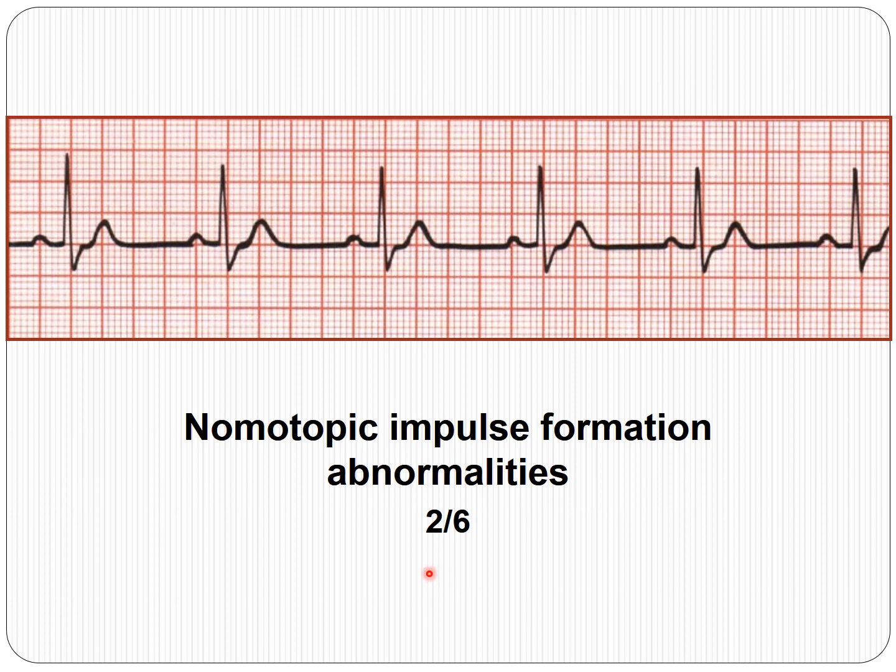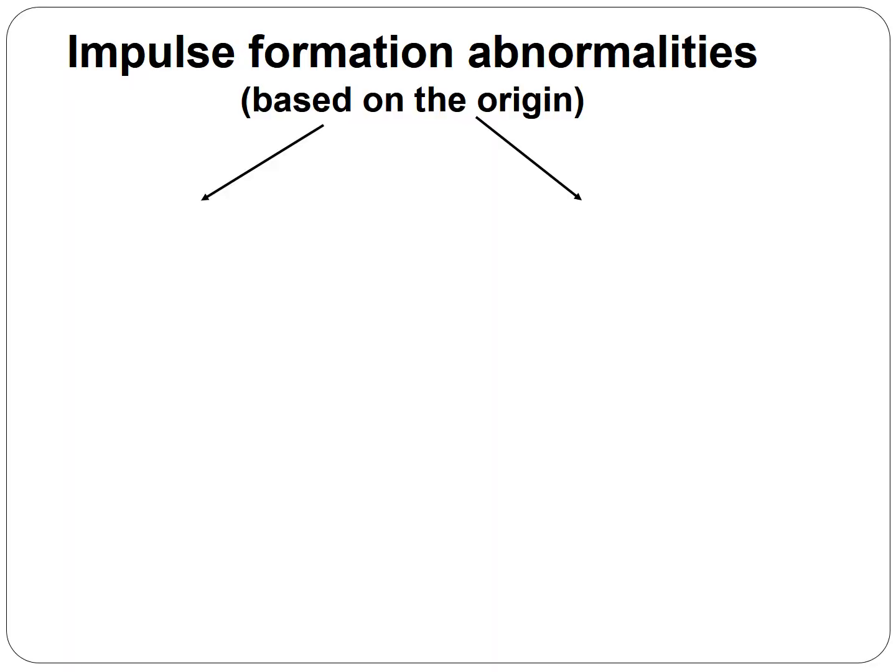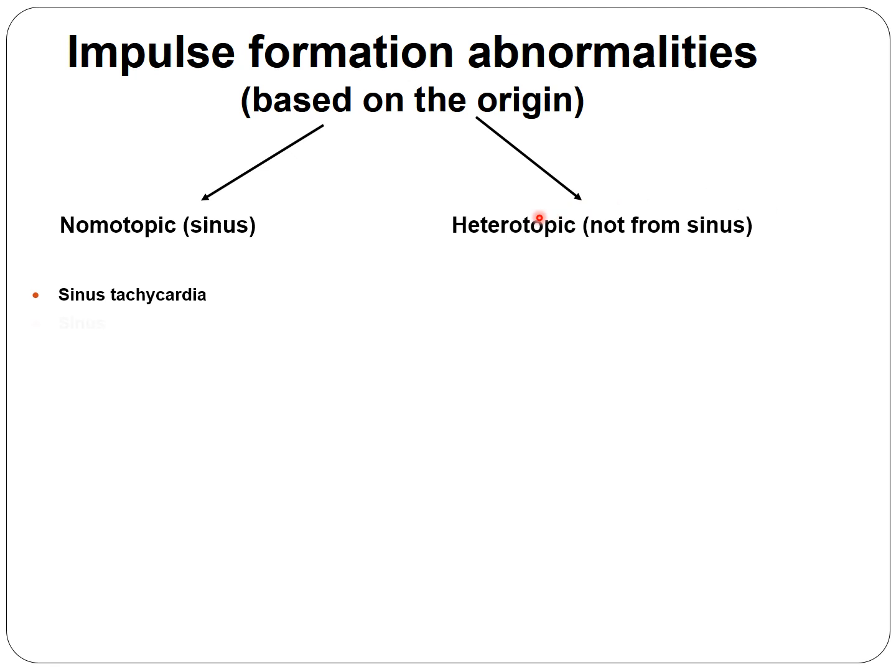Nomotopic impulse formation abnormality. When we are going to talk about the formation and impulse abnormalities based on the origin, we can talk about nomotopic impulse that is originated from sinus, or not from sinus, it's called heterotopic one.